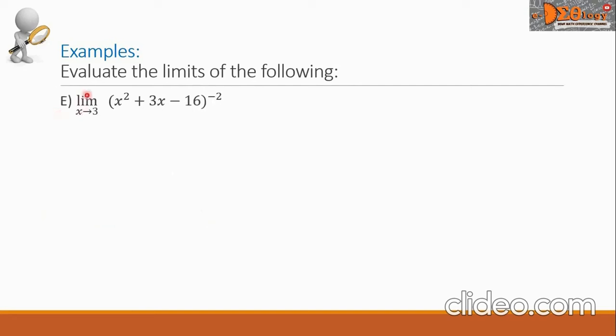Example E. The limit of the function x squared plus 3x minus 16, and this is raised to a power of negative 2 as x approaches 3. This is an example of a power function. To simplify this, we're going to take the limit of the function x squared plus 3x minus 16 as x approaches 3. After that, we will apply the power of negative 2.